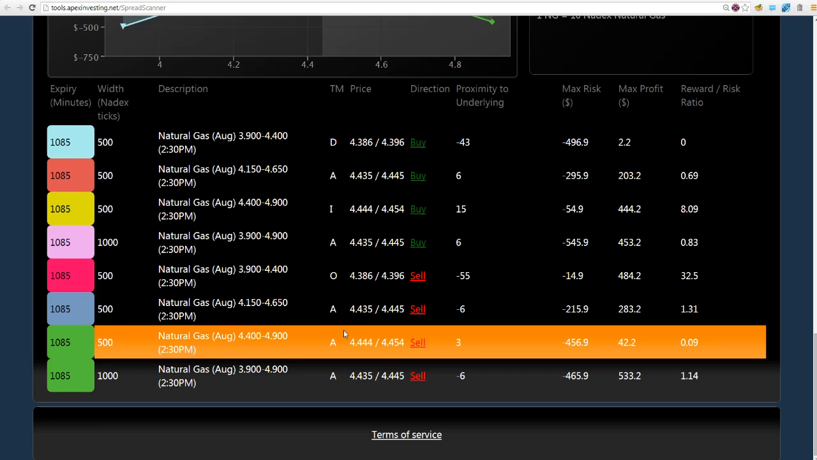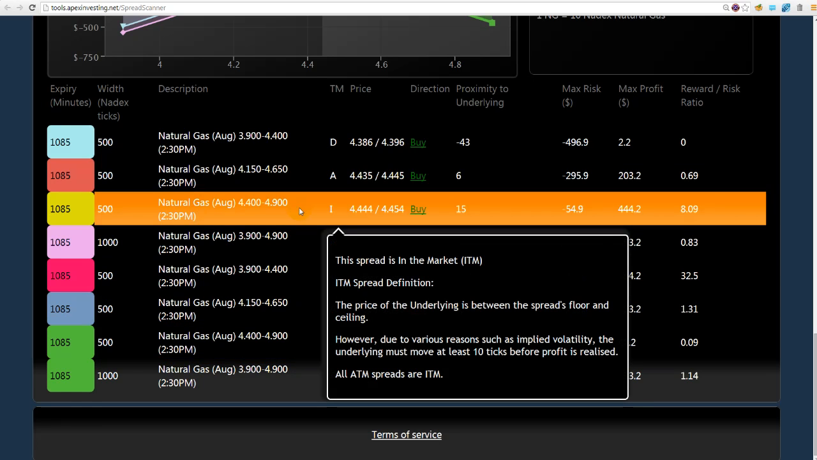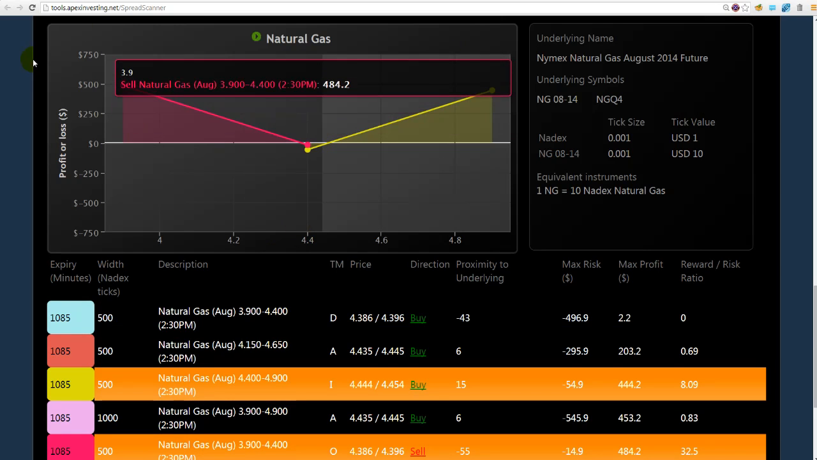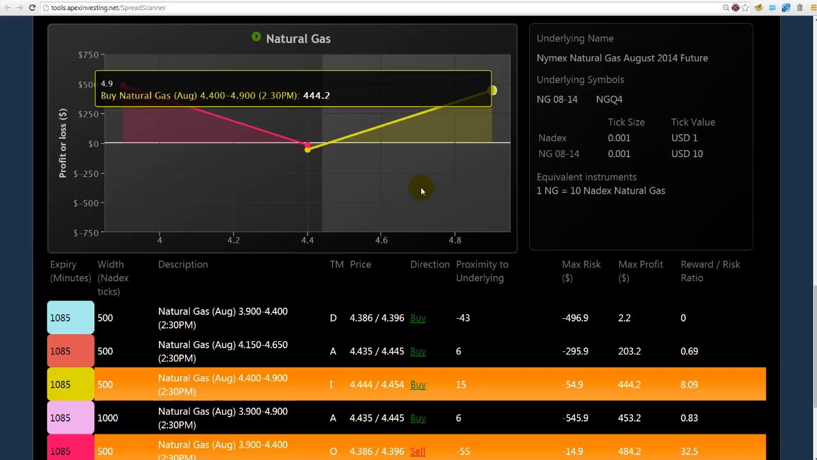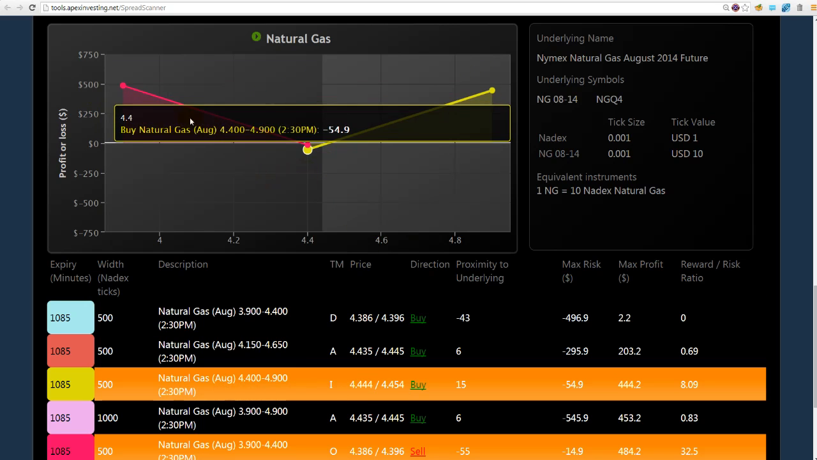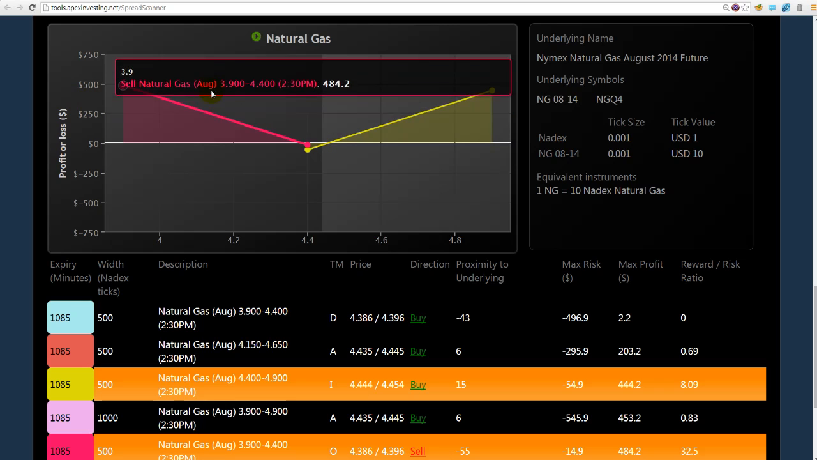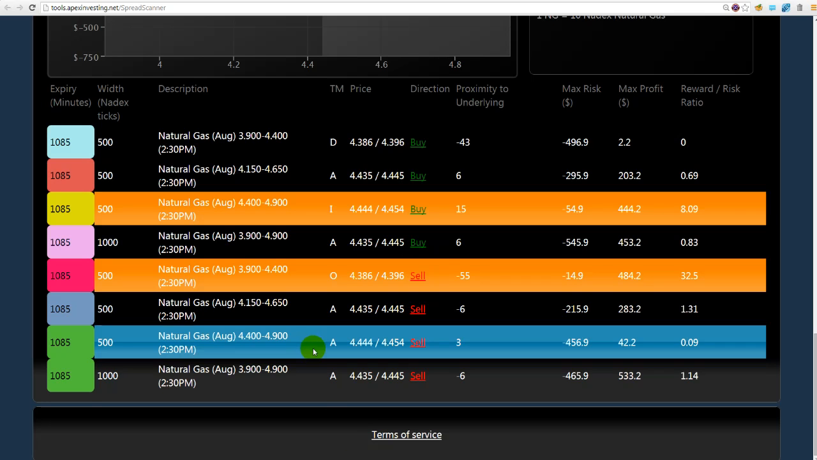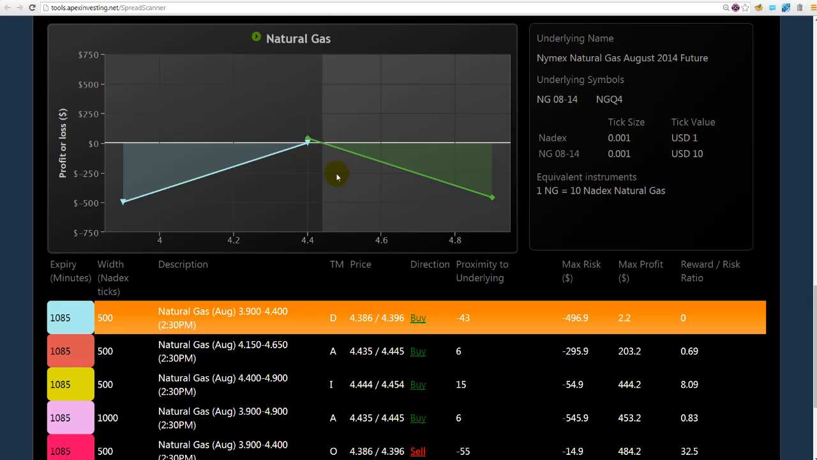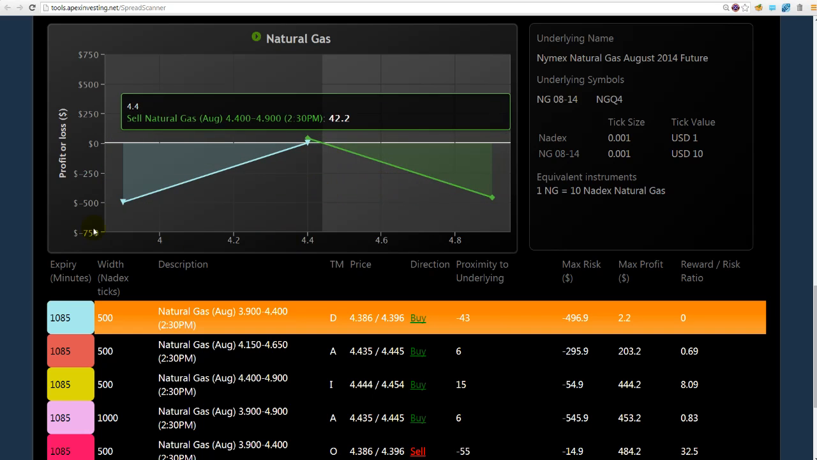Straddles are the opposite. So it's where I'm going to go in and maybe buy this contract and sell this contract. Okay, so I'm looking for a big move on a straddle, where I buy the spread above. So I buy this one, and I sell the spread below where the market is. And I'm going to flip that around on an iron condor, where I'm looking for a range-bound move, where I buy the spread below and I sell the spread above.